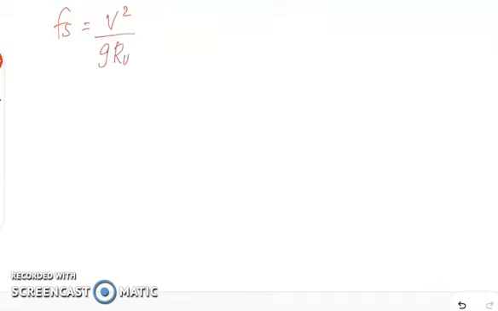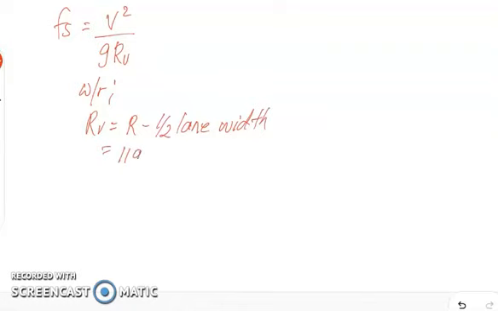You have to take note that the vehicle is traveling in the middle of the inside lane. Meaning to say, our r sub v will be equal to R minus half of the lane width. Therefore, if we substitute, we have computed 1,199.63, then minus the lane width of 12, half of that is 6. It gives us 1,193.63 feet.